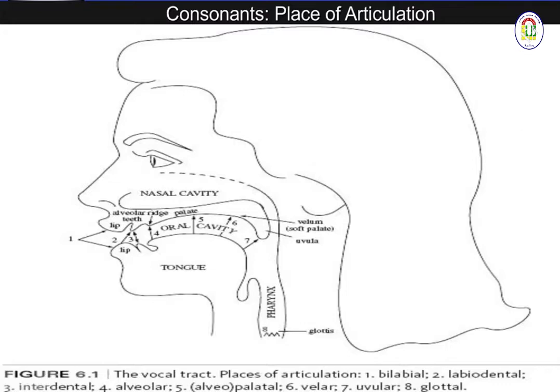Number 8, the glottis. The glottis can stop the air or narrow to produce certain sounds, like the glottal stop, or it is narrowed for the glottal sound h. Nasal cavity: in the nasal cavity we produce nasal sounds like m, n, ng.